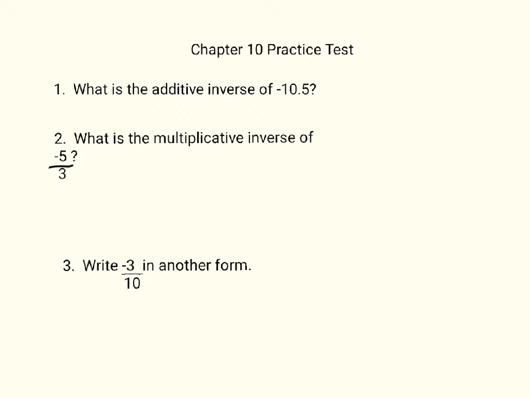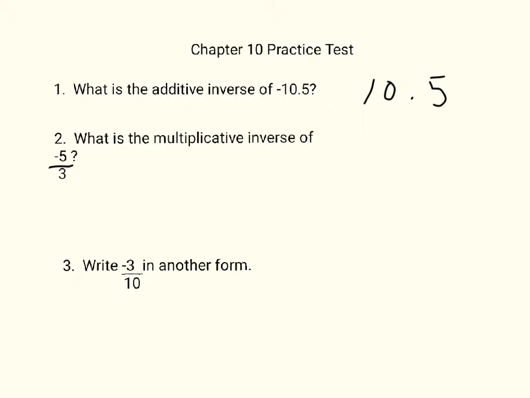Here's the answers to the practice test of chapter 10. Number 1, what's the additive inverse of negative 10.5? Two numbers are inverses with respect to addition if you add them together and get 0. So we're looking for positive 10.5 in this one. And you don't need to put a positive sign beside it. But they're additive inverses because they add up to 0.